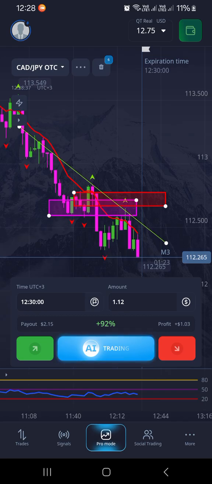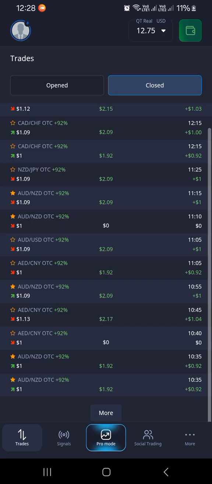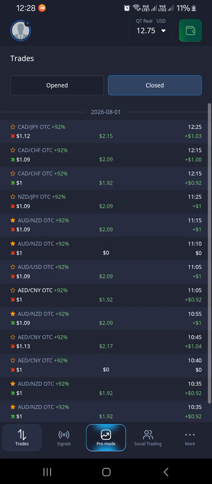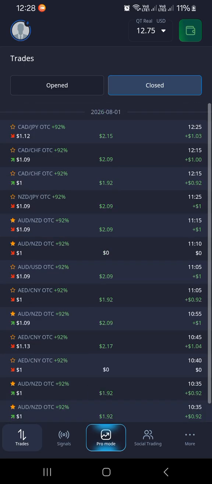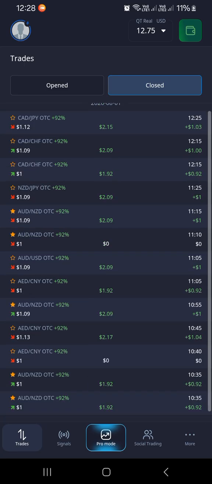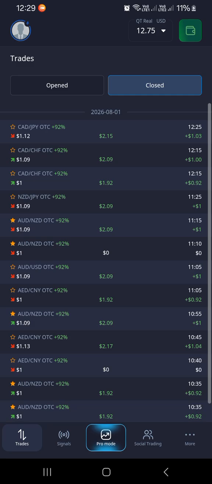This was our last trade. I've already had a very fantastic session, guys. Out of 13, we have won 11 and lost 2. Remember, this is binary options. I started with $2, and now I am at $12, guys. This is binary options.